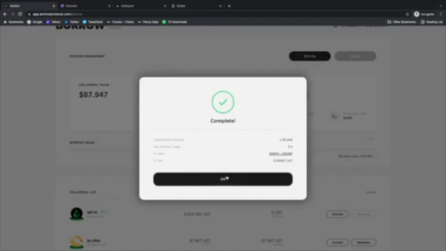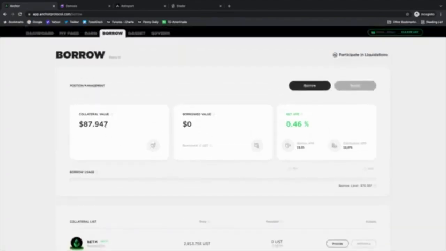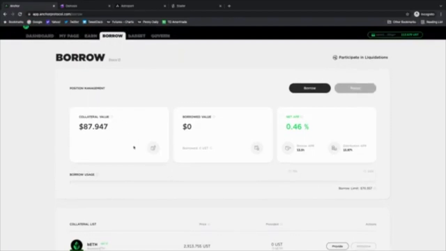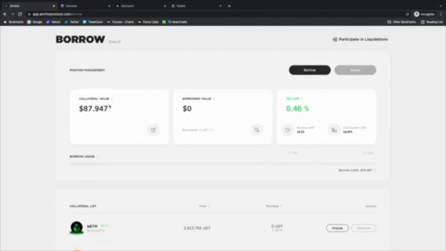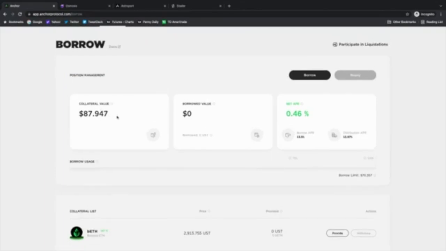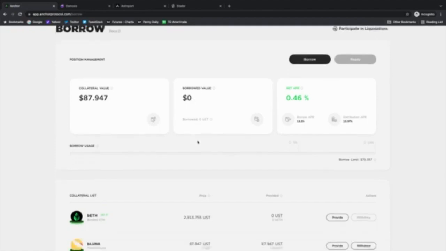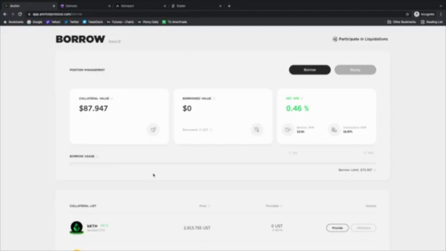Now that I have my one bLuna as collateral, it says that my collateral value is essentially the value of what that bLuna is worth right now. And my borrowed value is 0 because I haven't borrowed anything yet against it. So once I have my collateral in here, be it 1 bLuna or 100 bLuna, you can borrow up to a certain amount. I'm going to show you guys that.